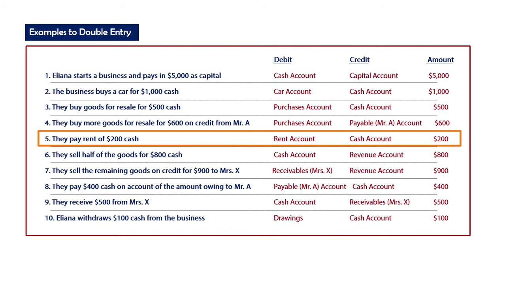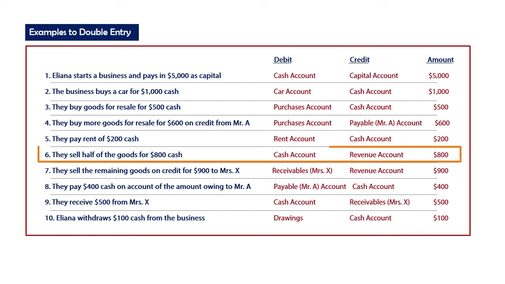Fifth example, they pay rent for $200 cash. Now rent is an expense account. Every expense account is supposed to be debited. So we debit the rent account, automatically credit the cash account. Let's look at the other rule. Cash is an asset. The asset is going out. Once cash is going out, we have to credit it. So we debit rent here and we credit the cash account with $200.